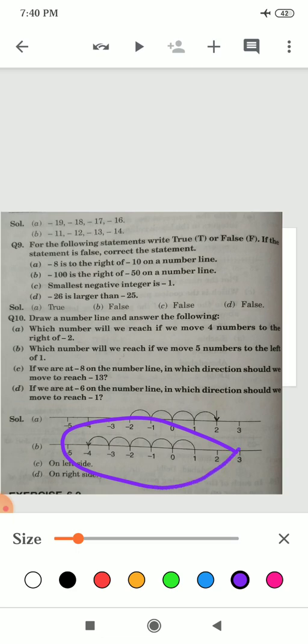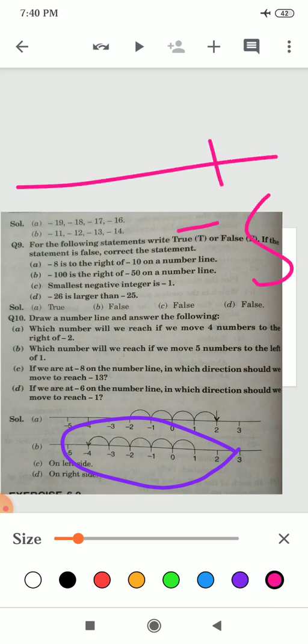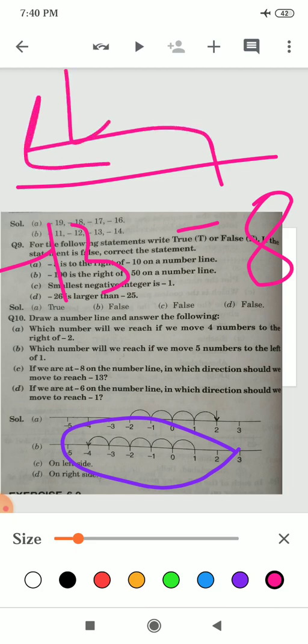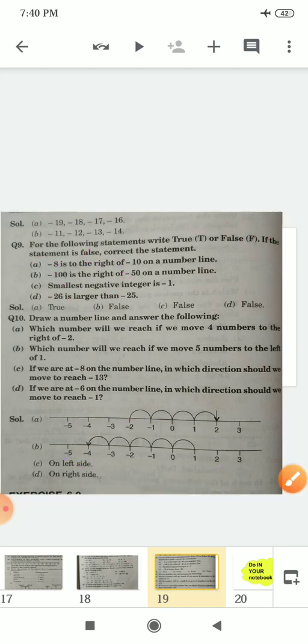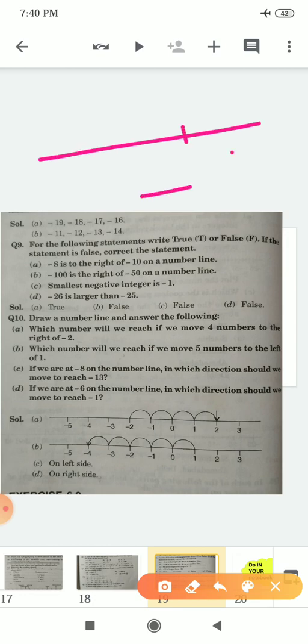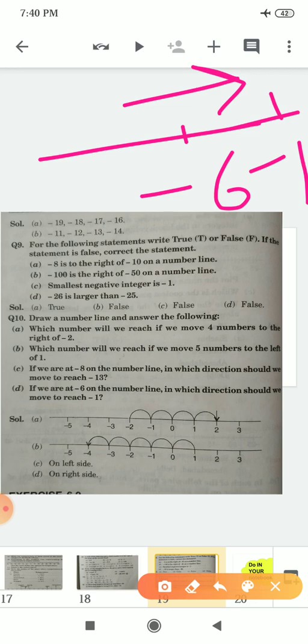Question number C, if we are at minus 8 on the number line, in which direction should we move to reach minus 13? Yes, definitely if we are on minus 8 and we want to move to minus 13, we have to move to the left side. Right. Last question, if we are at minus 6 on the number line, in which direction should we move to reach minus 1? So where will be minus 1? On this side. So we have to move to the right side.